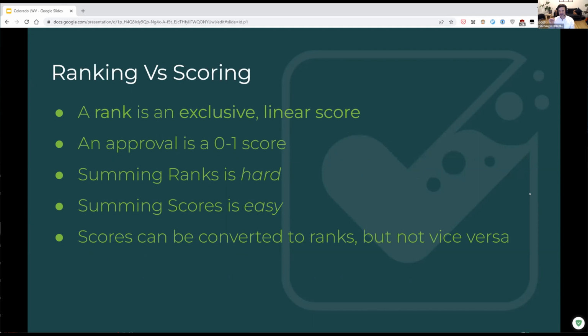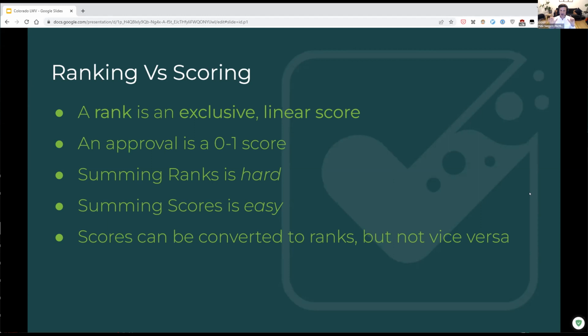I also want to take a step back and talk a little bit about the voting theory here and talk about ranking versus scoring to help you understand how various different voting methods work. So a rank is a score. It's just a score with rules saying that it needs to be exclusive. You can't give two people first place, right? And it's linear. You can't vote your first place and then your third place. It has to go 1, 2, 3. An approval is a 0 to 1 score, like was said in the STAR voting presentation.